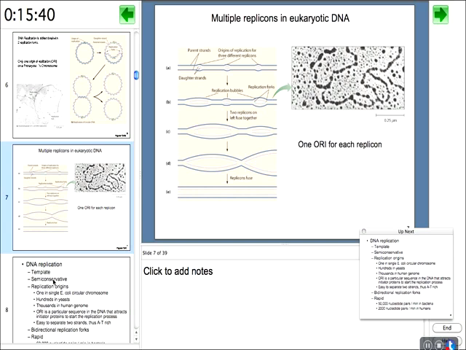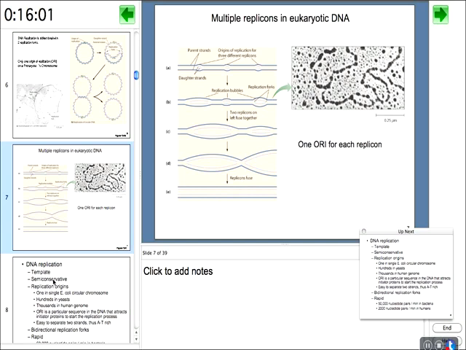And it is true that from each ORI, replication is bidirectional. Just like we saw in the prokaryote, from each ORI, replication is happening in both directions. Eventually, replication from this ORI and this ORI will meet up, and then that chromosome is completed. It just allows it to go faster.